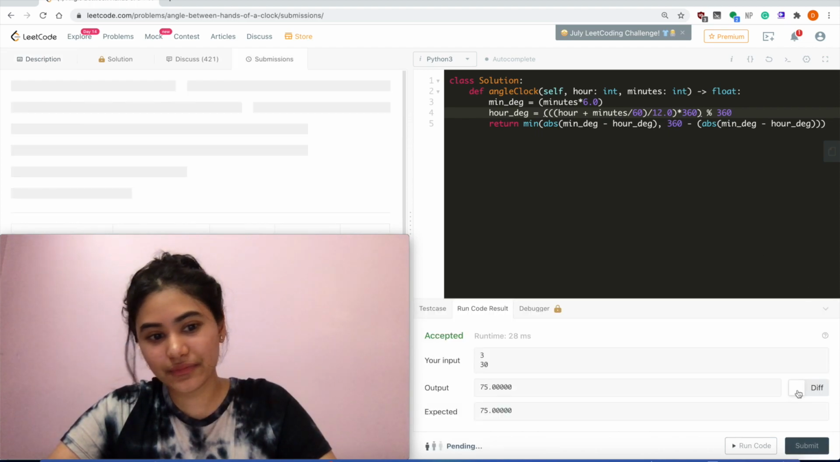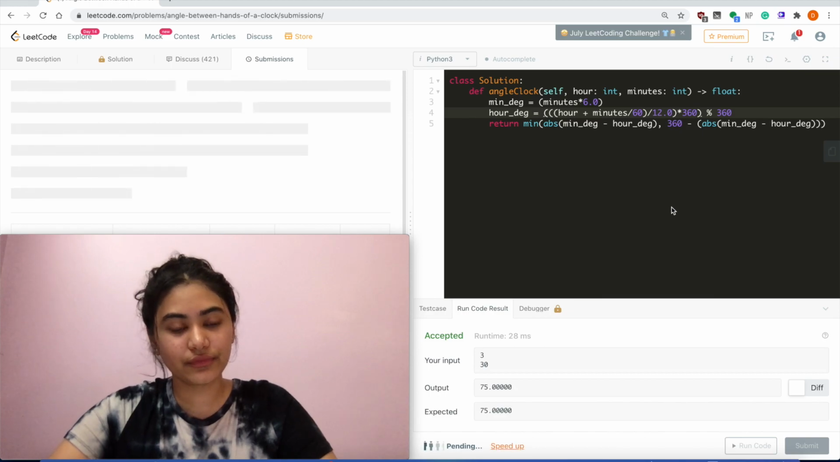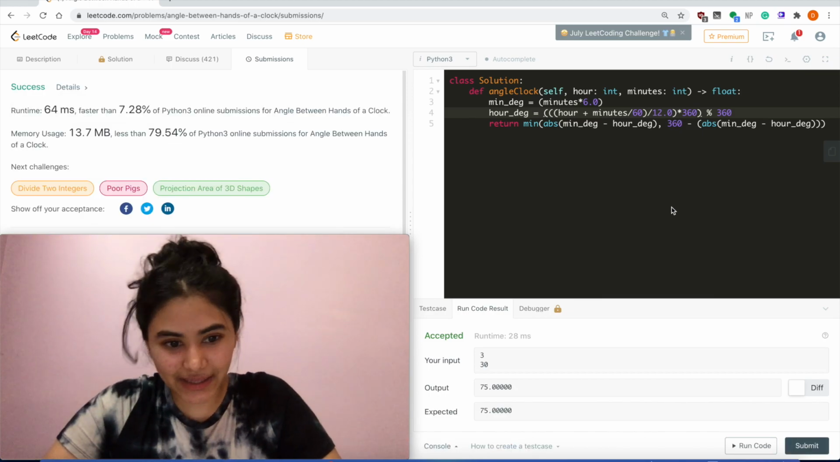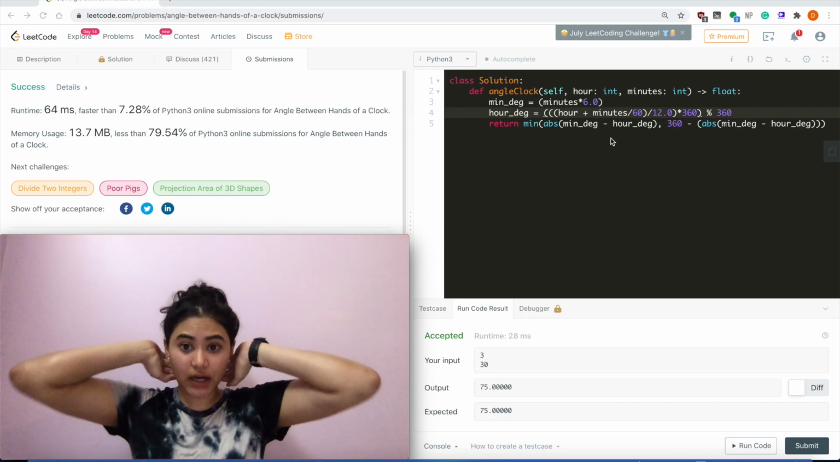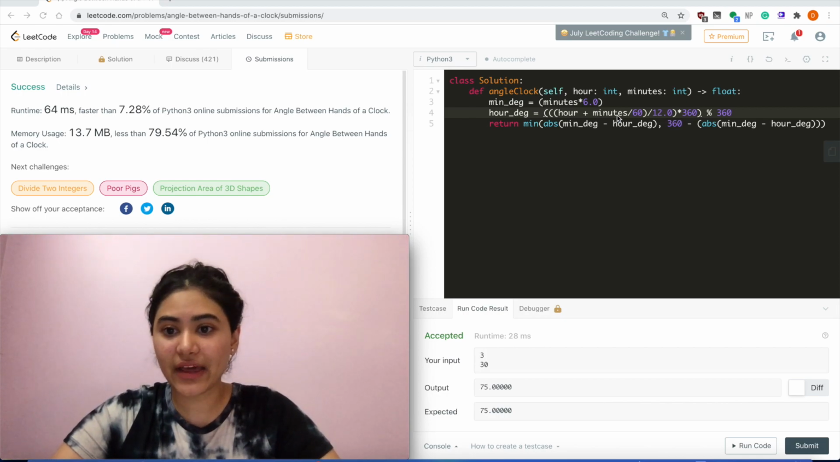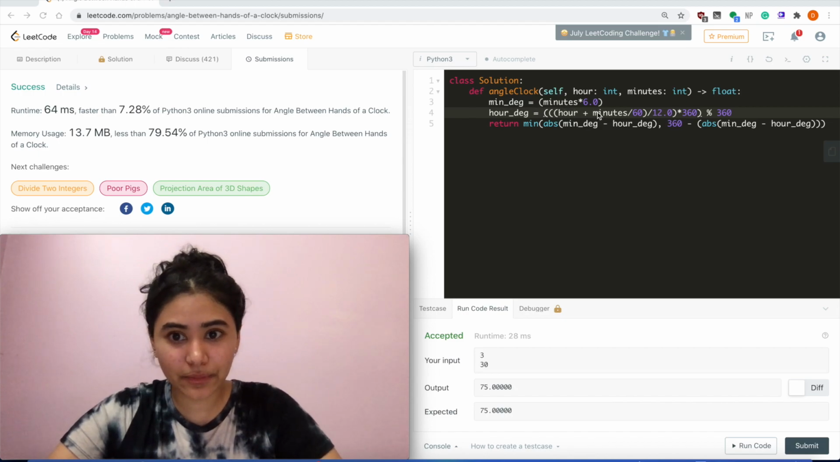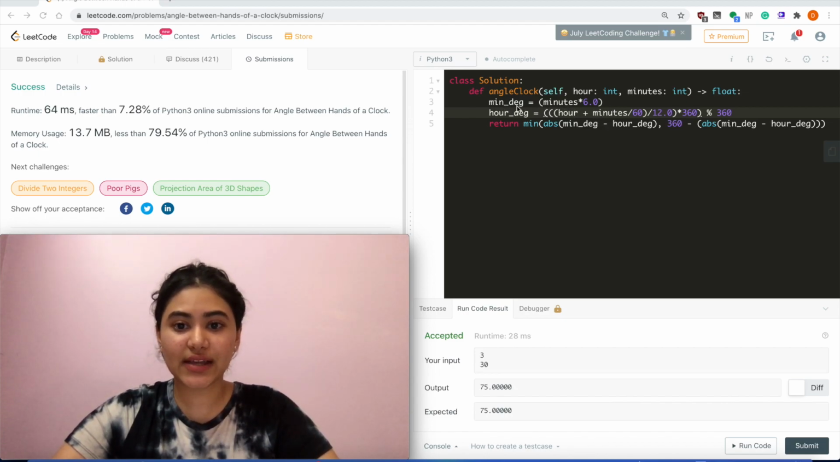Accepted, let's submit. And it is accepted as well. And time complexity, this is just a constant operation. Math, this is O of 1 constant time. Same with space, we just have constant variables. So this is O of 1 time and O of 1 constant space.